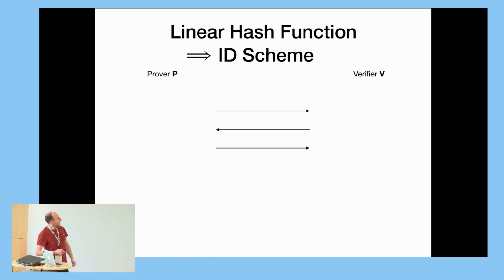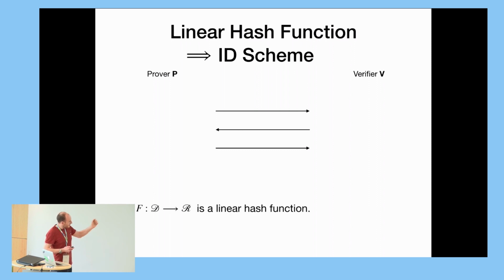So now let's look at how such a linear hash function directly implies a three-move identification scheme. So how does it work? So let's consider such a hash function. So now the secret key will just be some point in the domain, and of course the public key will be the linear hash function evaluated on this secret key. Okay, and the goal of this identification is now to show that we know the pre-image of pk under f.